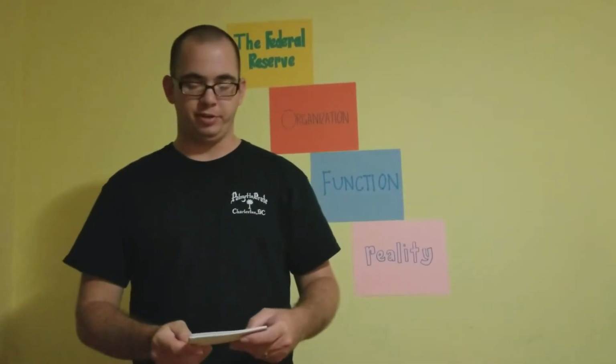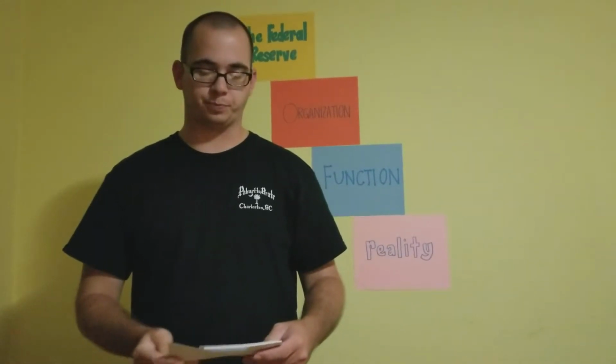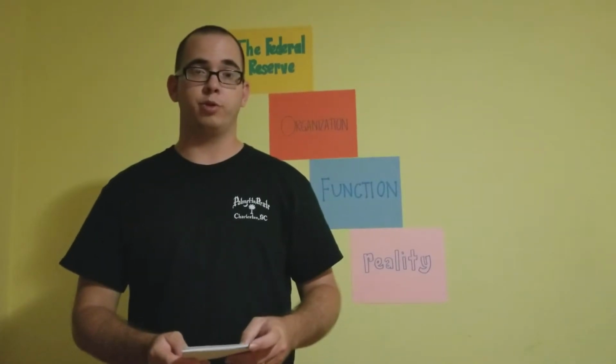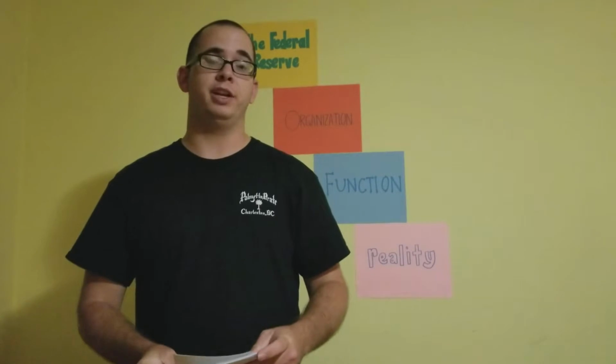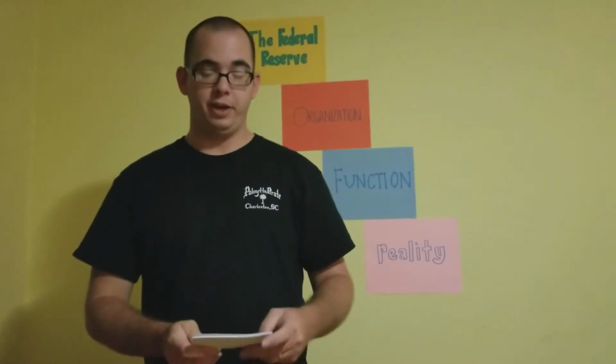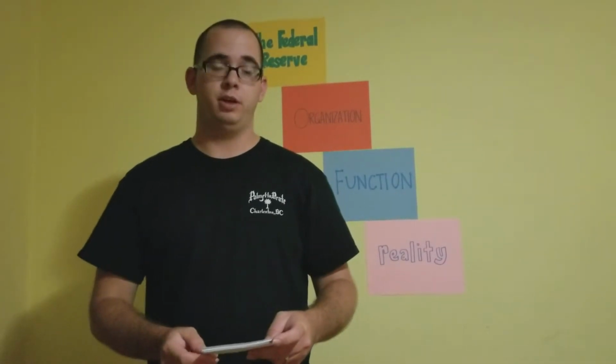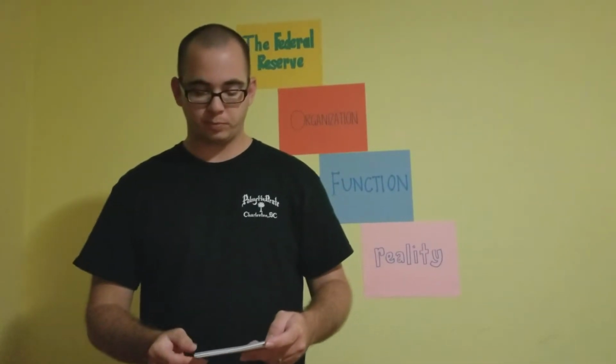Today I'm going to be talking about the Federal Reserve, how it runs in theory and in reality. The Federal Reserve, or the Fed, was created in 1913 and is the central bank of the United States. The Fed is run by a board of governors who are appointed by the president and approved by Congress. There are 12 regional federal banks across the country.